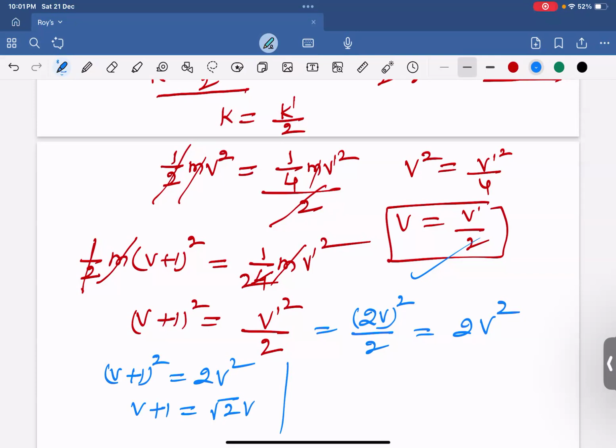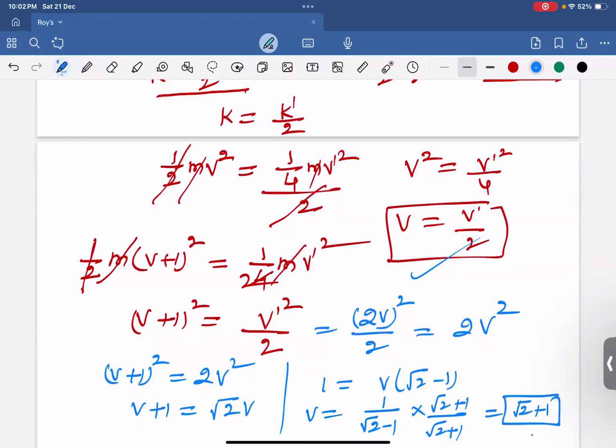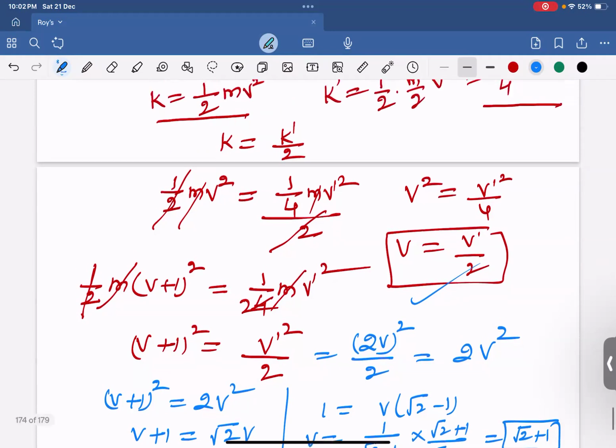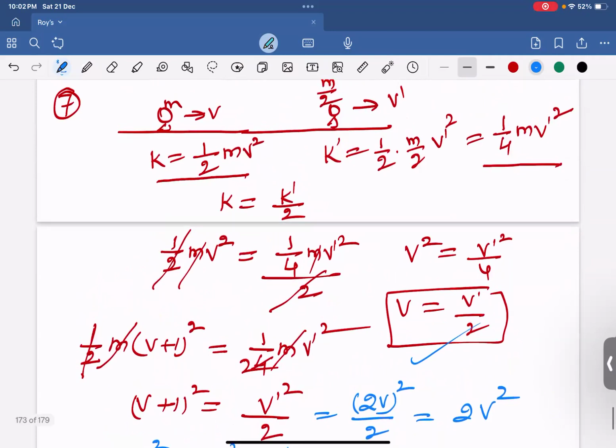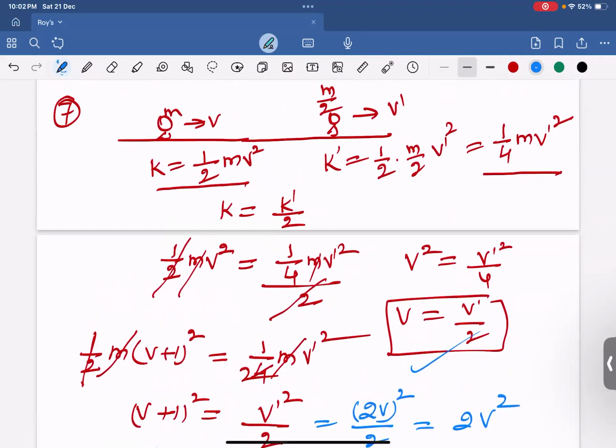It means that I can take v that side. So 1 is equal to v, I can take common, that is root 2 minus 1. So my answer for the speed v is coming 1 by root 2 minus 1. And if you rationalize this with root 2 plus 1 by root 2 plus 1, the denominator becomes 1 only and the numerator becomes root 2 plus 1. That is the answer. So this was a good question. You please go through it and tell me whether you understood this or not. Okay, sir.